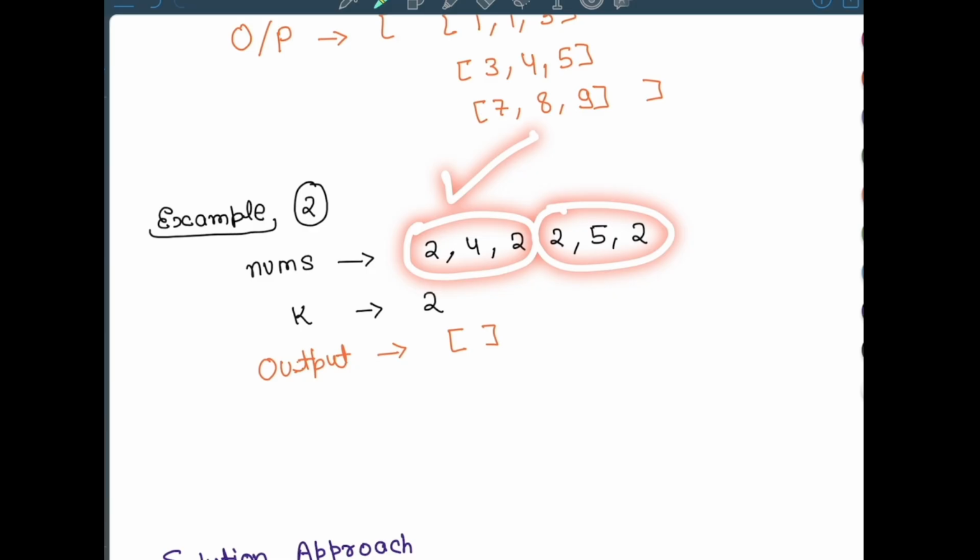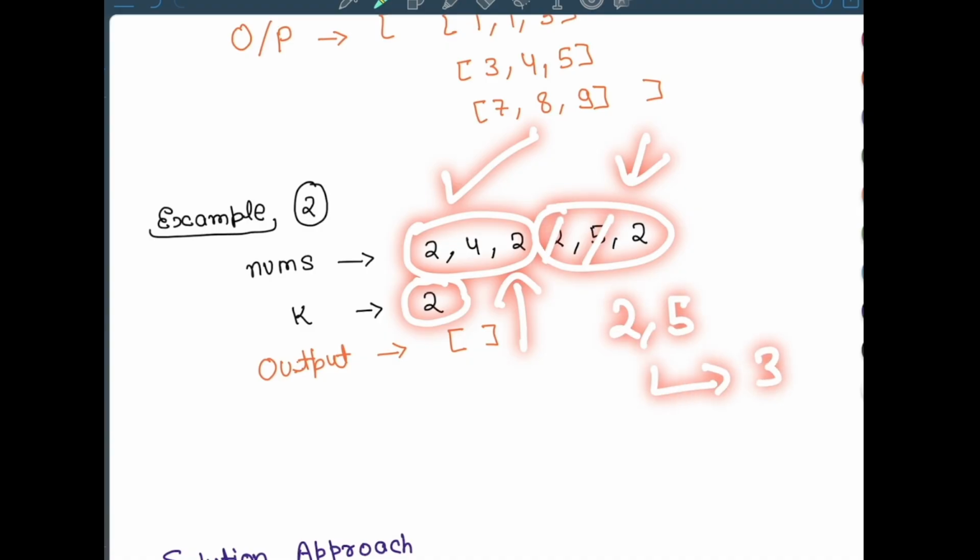The first array is fine. We cannot find any two elements in this array such that the difference is more than k. But in this array, we have a pair 2, 5. These two elements have a difference of 3, which is more than k. So this particular array is not valid.